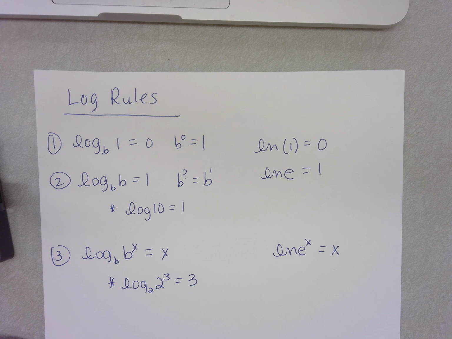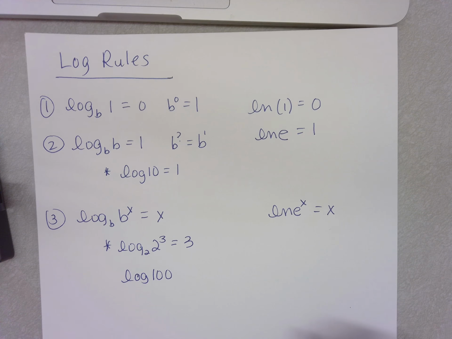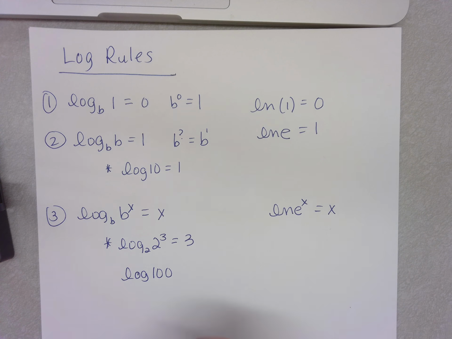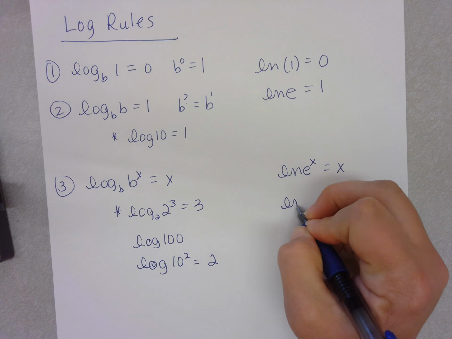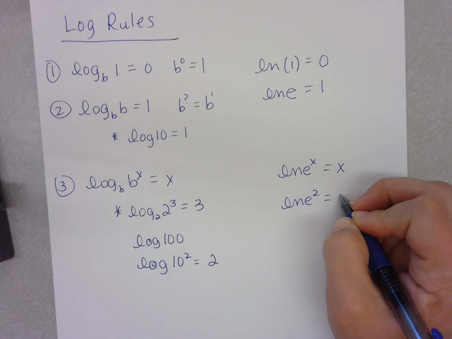So if I have something raised to the same base as the base the log is in, then I can do it this way. I can also think of it like this. If I had the log of 100, I know that 100 is a power of 10, so I could think of it as the log of 10 squared, and then I could just apply my rule. It's 2. So the same goes for natural log. If I have the natural log of e squared, this is just 2.